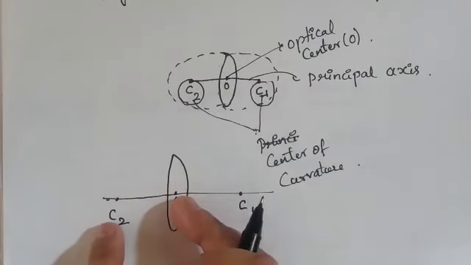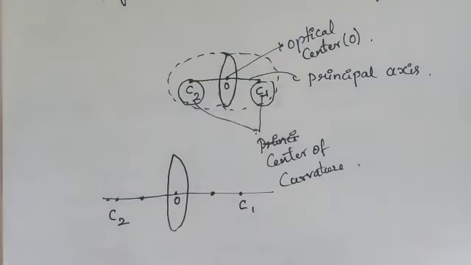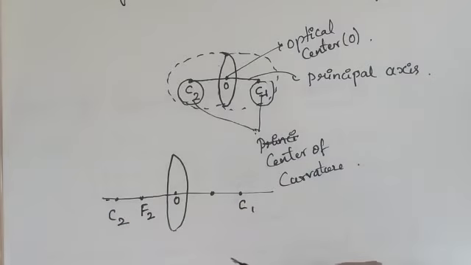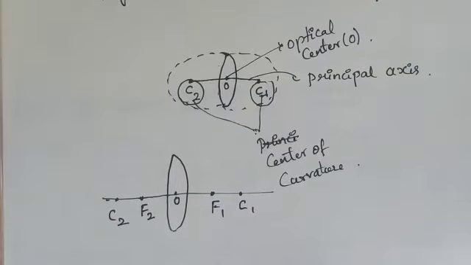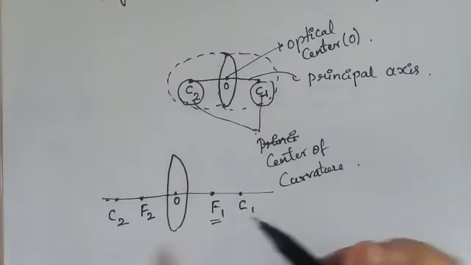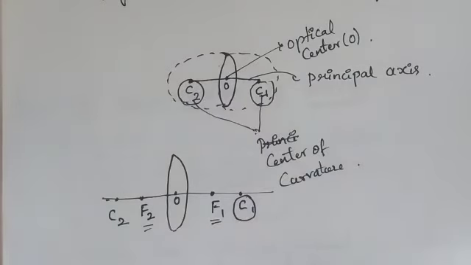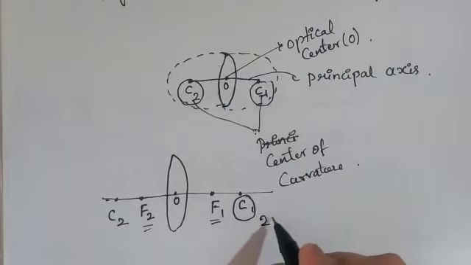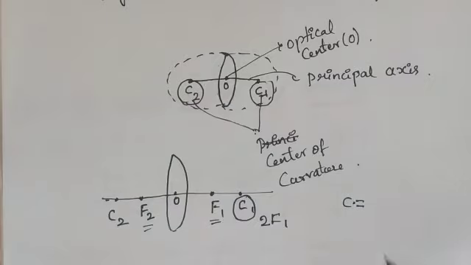In between the optical center and the center of curvature comes the focus, isn't it? We represent this focus as F2 and this focus as F1. So in ray diagrams, instead of writing C1, we are going to represent it as 2F1. The center of curvature is nothing but two times the focus, isn't it?